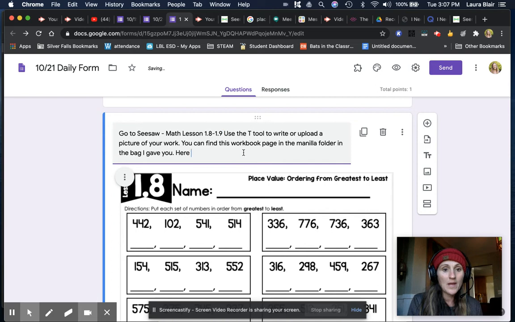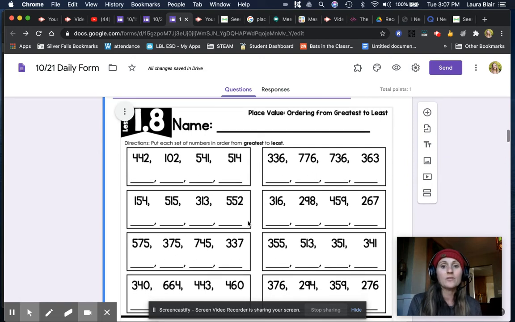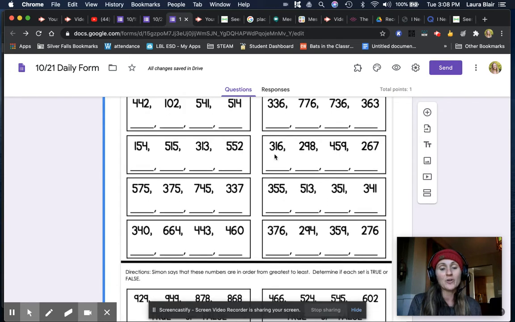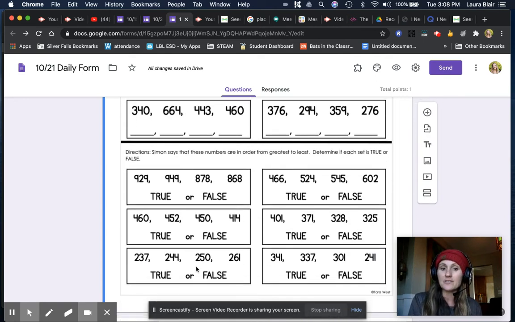Okay. All right. So here is what 1.8 looks like, and you're ordering from greatest to least. That means that you have to put the numbers in order from biggest to smallest. Yesterday it was least to greatest. Today it's greatest to least. So don't get stumped on that, and make sure that you put the big number first and not the smaller numbers first.